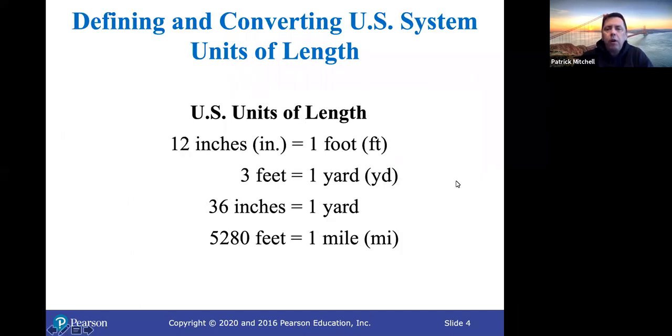All right, so first a little review on what the US units of length are and how they relate to each other. There are 12 inches in a foot. There are 3 feet in a yard. And therefore, there are 36 inches in a yard. And then finally, there are 5,280 feet in 1 mile. And I think I will probably make a handout for you that has this information on it also.